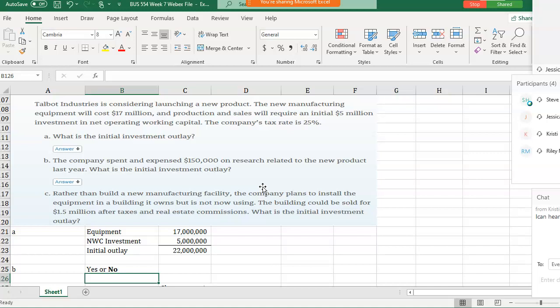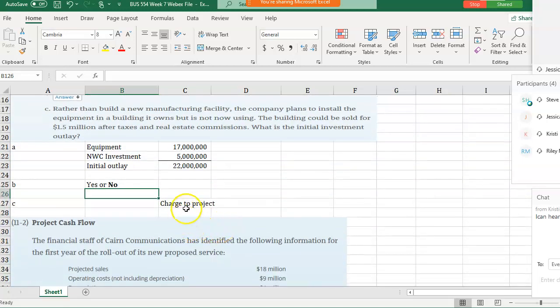So what they're saying is if I do go down the path of filling this empty building with manufacturing equipment and beginning to make this new product line, I should charge myself the opportunity cost of the $1.5 million I gave up. It says that's 1.5 million after tax and real estate commissions. That's the net number that I'm giving up. So yes, I actually should charge that to myself. So the answer for part C is I would charge myself $1.5 million to the project. That would be a charge to the project. So I take that initial cash outlay and increase it by the 1.5 million.